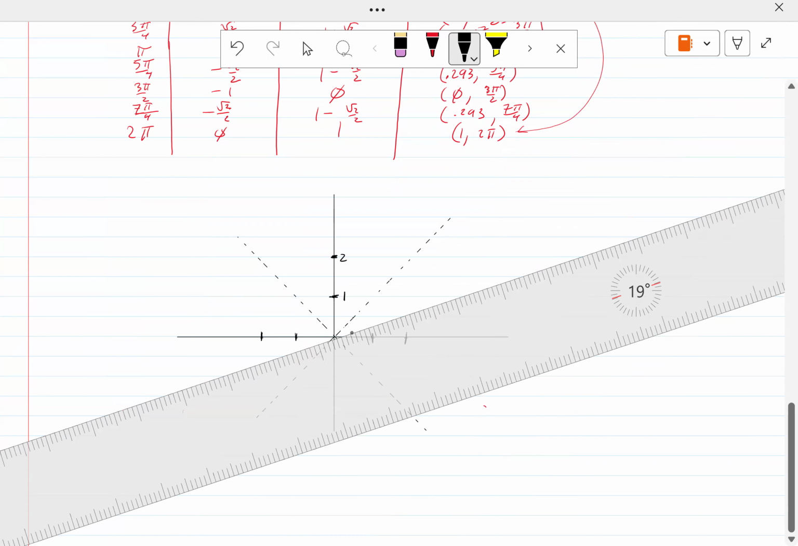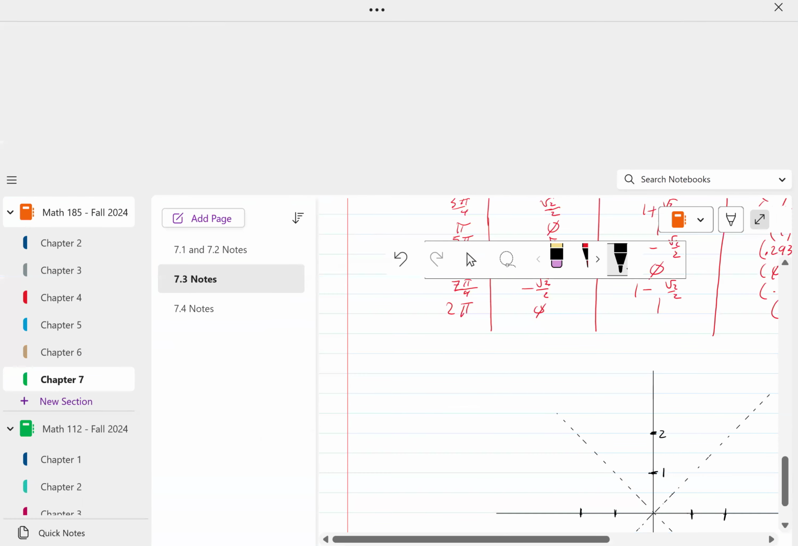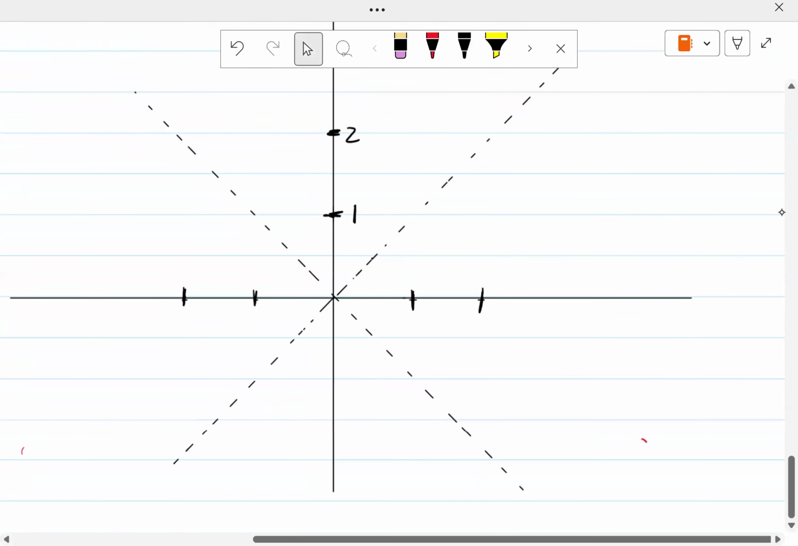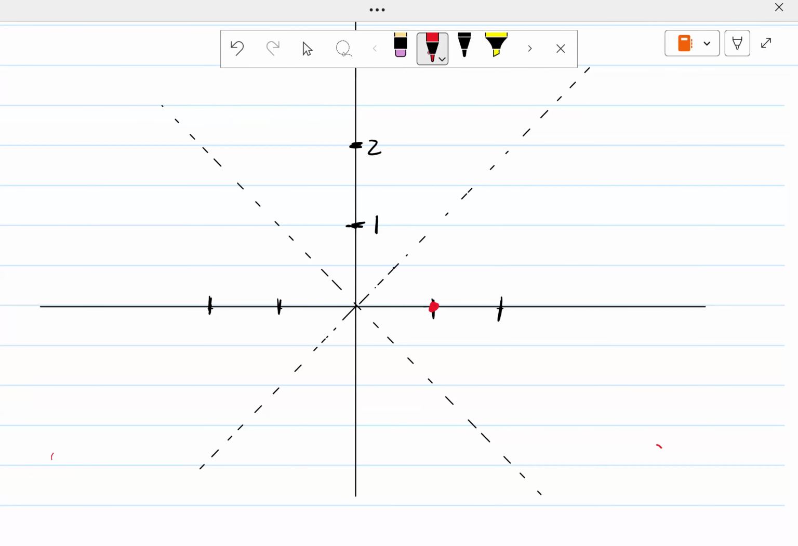Okay, so that gives us something to work with. That's a little nicer than just freehanding it. So let's get rid of the ruler. Go back. Now I'm going to zoom in on this. At the angle 0, we're at 1. So 1, 0 is right there. Okay, 1, 0 is there.